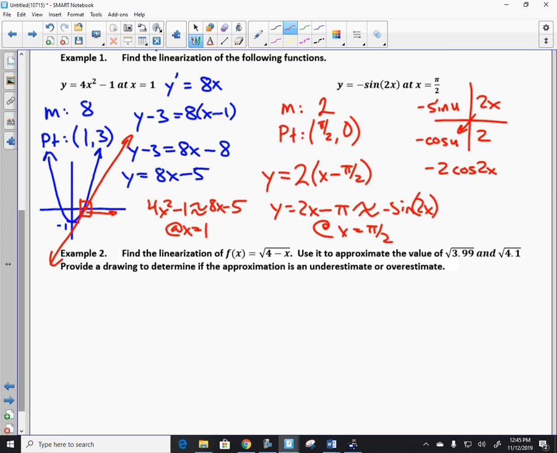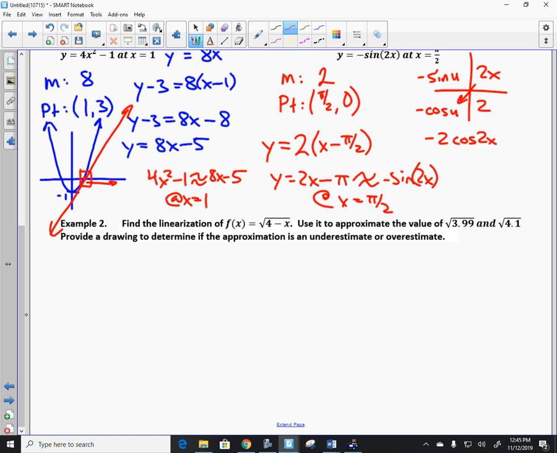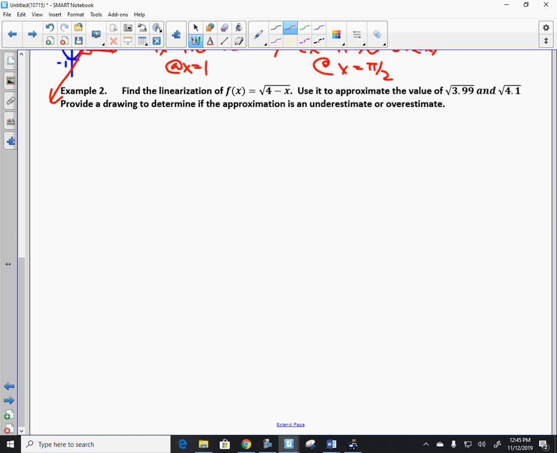Let's go to the real example that you want to be able to follow along with. Find the linearization of the function f of x equals square root of 4 minus x and use it to approximate the values of square root of 3.99 and square root of 4.1. If I told you find the square root of 3.99, what would you do immediately? Take your calculator.